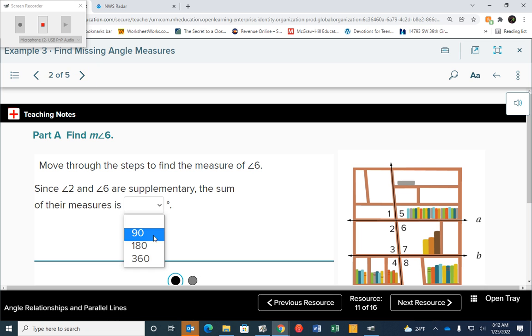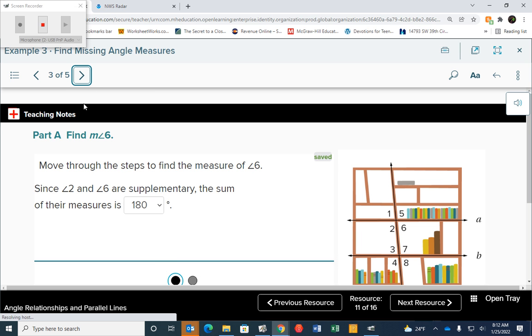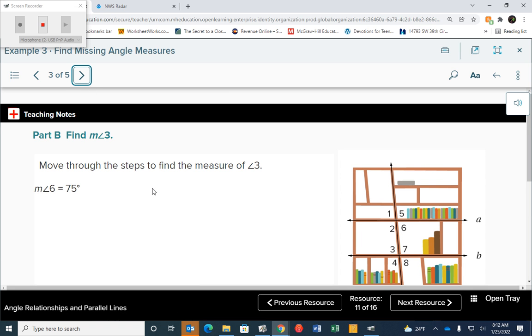75. Since 2 and 6 are supplementary, they add up to 180. So if I subtract, it's 75. So now that I have angle 6 is 75 degrees, right? What other angles do I have? 1, 3, and 8. Okay, because those are also vertical angles. What is the relationship between 1 and 8? What are those?